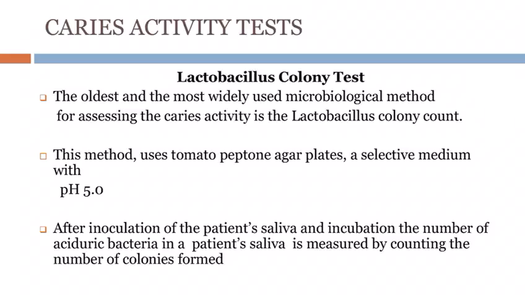So first we will look at the Lactobacillus colony test. It is one of the oldest and the most widely used microbiological methods for assessing caries activity using Lactobacillus colony count. This method uses tomato peptone agar plates, which is a selective medium with a pH of 5. After inoculation of the patient's saliva and incubation, the number of acidic bacteria in the patient's saliva is measured by counting the number of colonies formed.